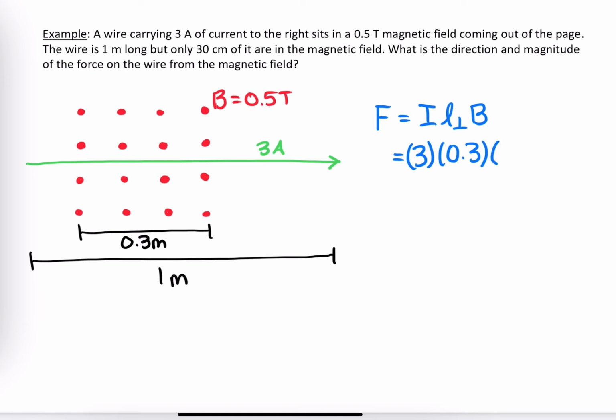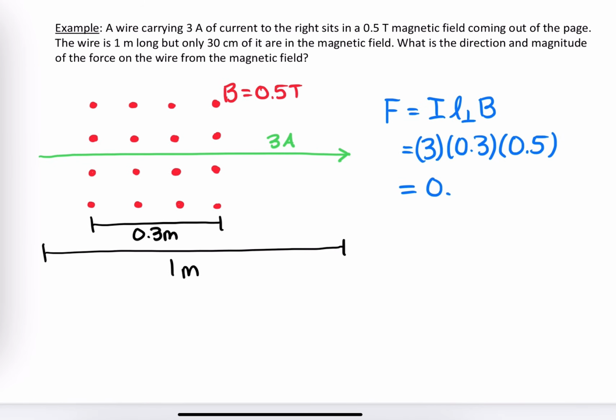And the strength of that magnetic field is 0.5. So if I multiply those together, I get 0.45 newtons. So this wire in green, when it's got that current flowing through it in this magnetic field, will feel a force of 0.45 newtons. That's the magnitude part. What about the direction of that force?